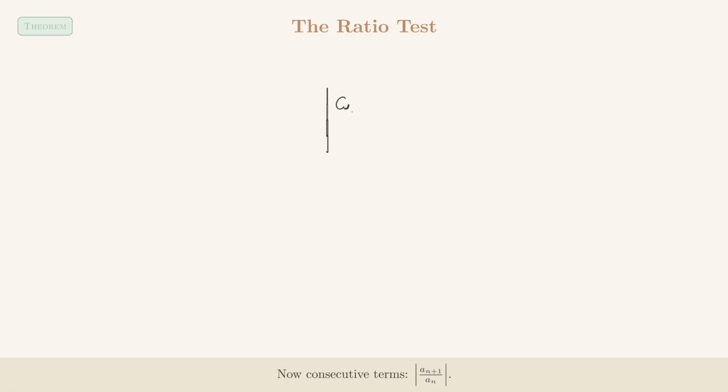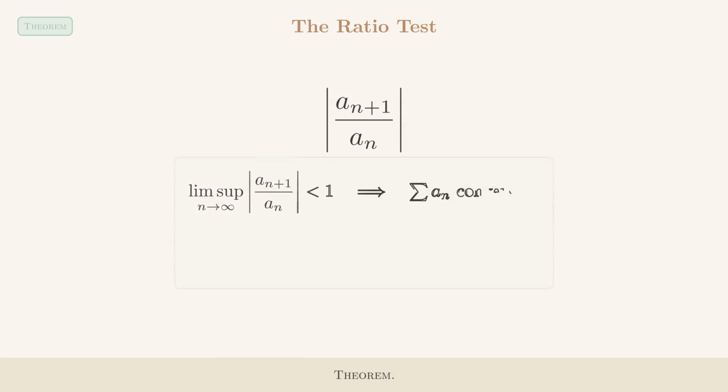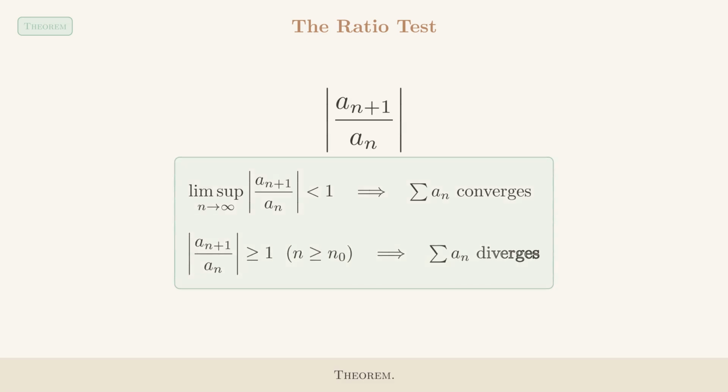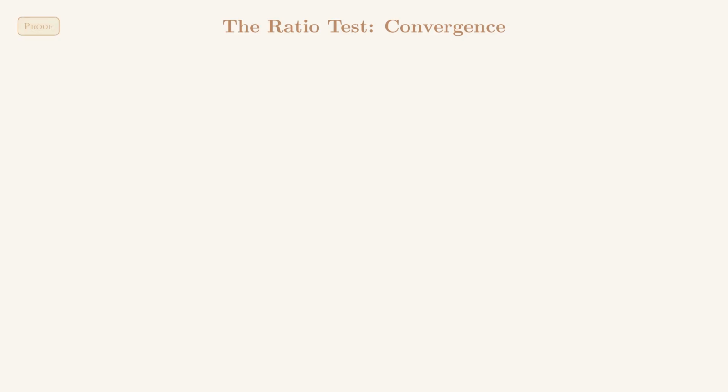The ratio test looks instead at consecutive terms. Form the absolute value of each term divided by the one before it. If the limit superior of these ratios is below 1, the series converges. If instead, the ratios stay at least 1 from some point onward, the series diverges. Notice the divergence side asks about the ratios themselves, not their upper limit. We now prove the convergence case.